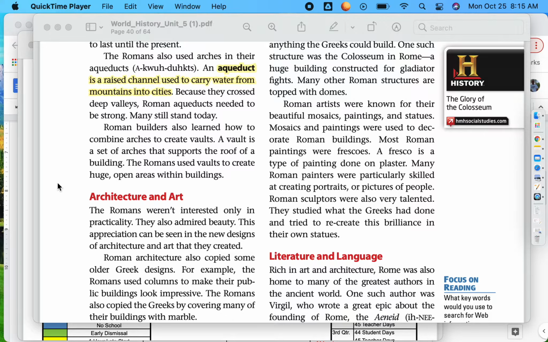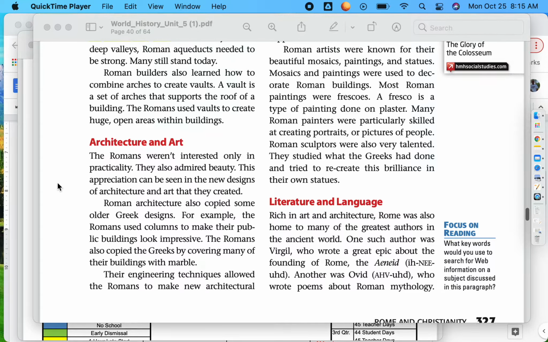Now we go to architecture and art. I just want to say they basically copied a lot of things from the Greeks. They will use Greek columns and marble, just like the Greeks did to build their buildings. The Romans are going to be known for that also. So a lot of their Greek designs, things like that.